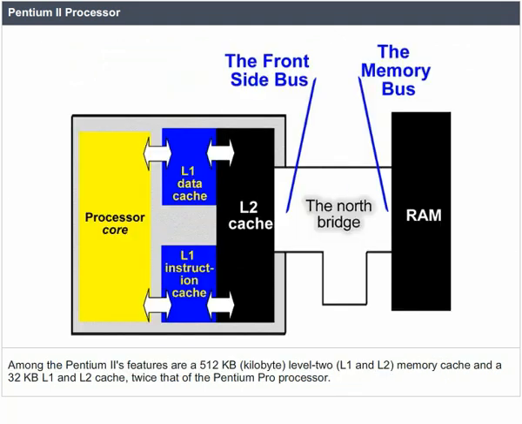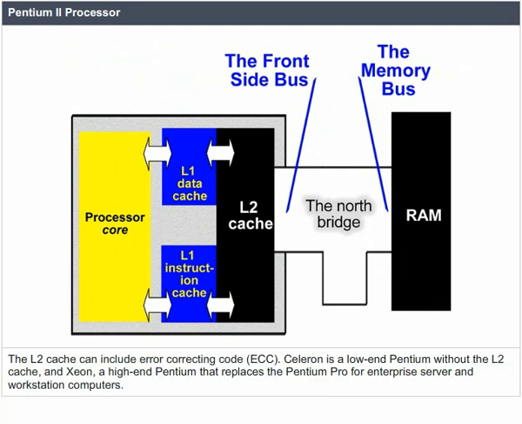Among the Pentium 2's features are a 512 KB Level 2 cache and a 32 KB L1 cache, twice that of the Pentium Pro processor. The L2 cache can include error-correcting code (ECC). Celeron is a low-end Pentium without the L2 cache, and Xeon is a high-end Pentium that replaces the Pentium Pro for enterprise server and workstation computers.